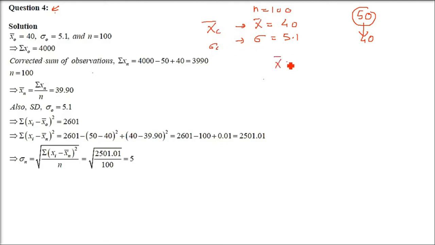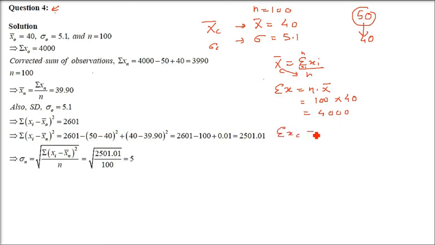So what is the mean? X bar is sigma x divided by n, with i equals 1 to n. I am just not writing it, you know it by now. So this is sigma x, that is the sum of all the observations. Sigma x is going to be n into x bar. N into x bar is 100 into 40. So 100 into 40 is going to be 4000. So this was your sigma x when it was not corrected. So 4000 is the sum when you have the value 50 as one of the observations.